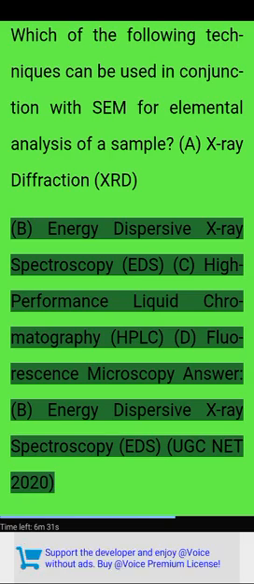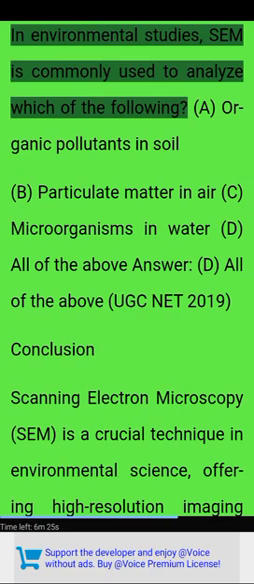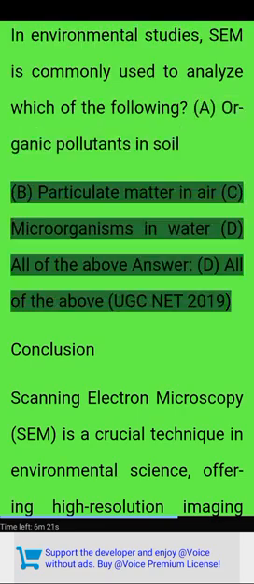UGC NET 2020. In environmental studies, SEM is commonly used to analyze which of the following? A. Organic pollutants in soil. B. Particulate matter in air. C. Microorganisms in water. D. All of the above. Answer. D. All of the above. UGC NET 2019. Conclusion.